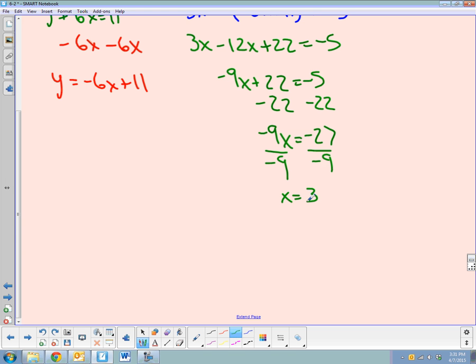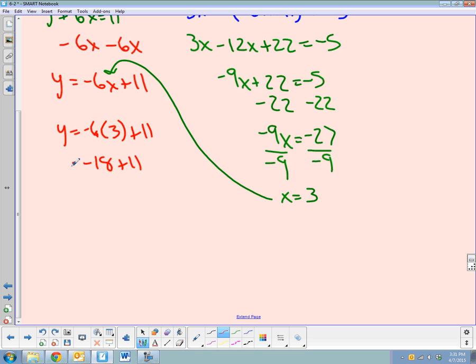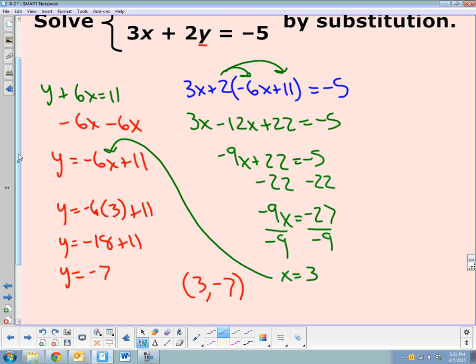We've got x. I'm halfway there. Actually, I'm more than halfway there in this problem. If I know what x is, I can replace it here and say, well, y equals negative 6x plus 11. So that means that y is going to equal negative 6 times 3 plus 11, which is negative 18 plus 11, which gives me y as negative 7. So my solution, 3, negative 7. A lot of work, a lot of algebra, but this is algebra class. And so 3, negative 7 is the solution.